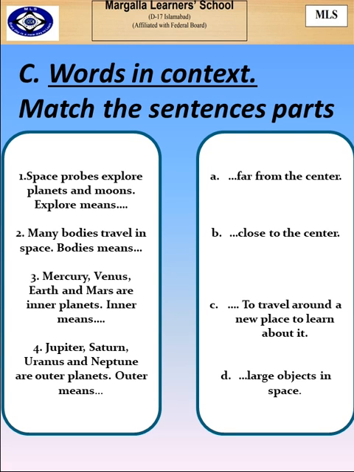Space probes explore planets and moon. Explore means to travel around a new place to learn about it. Many bodies travel in space. Bodies means large objects in space. Mercury, Venus, Earth and Mars are inner planets. Inner means close to the center. Jupiter, Saturn, Uranus and Neptune are outer planets. Outer means far from the center.